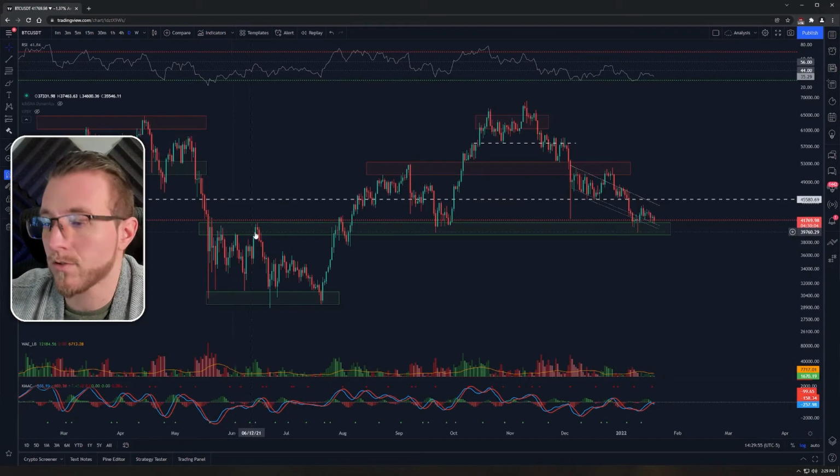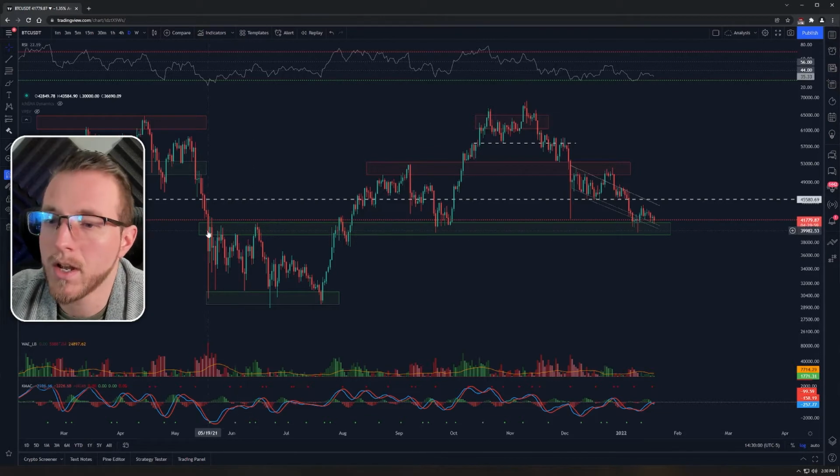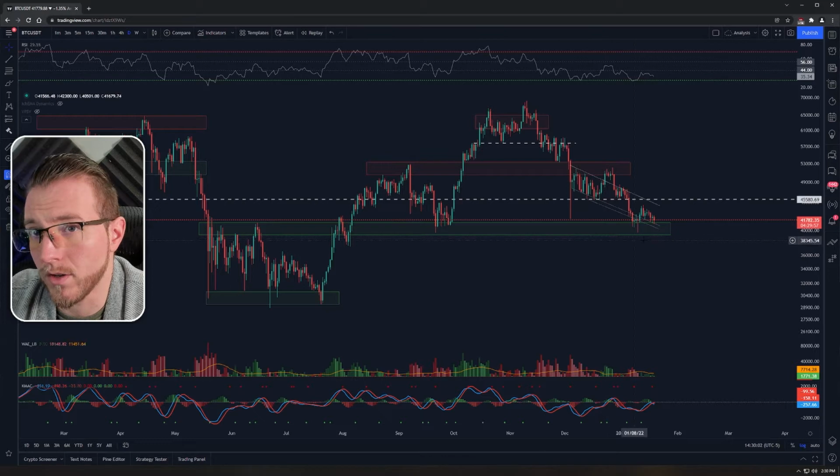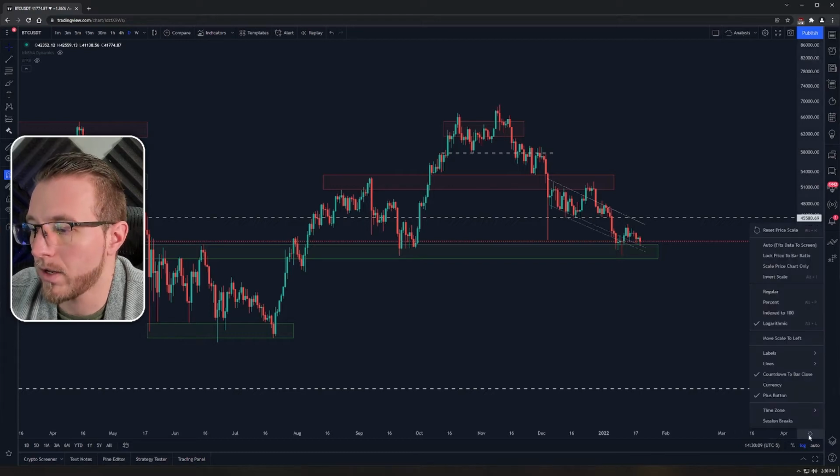So being at such a major support, and a lot of alts are like this too, we'll go over that in the other video. But this is a very good level of support here. This is where you would want to be. This is a high risk, high reward kind of play here.